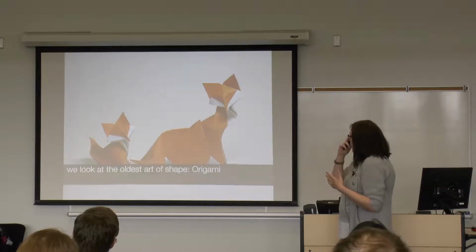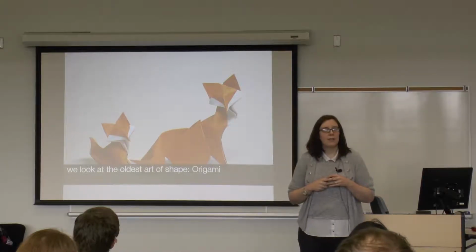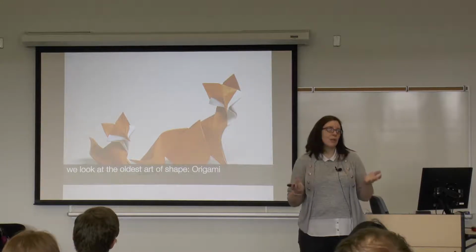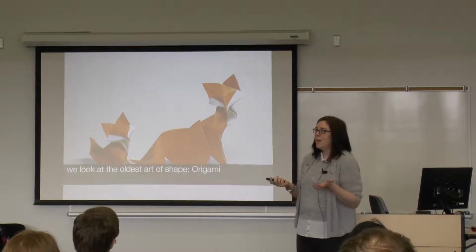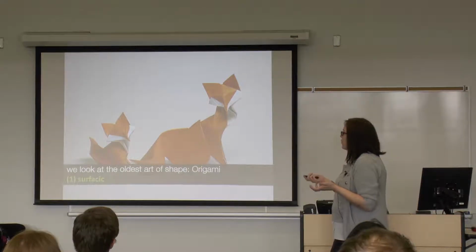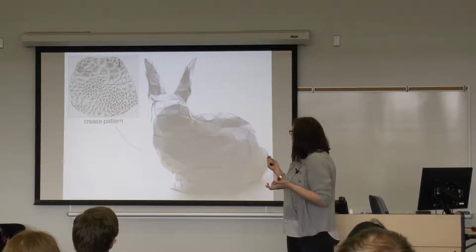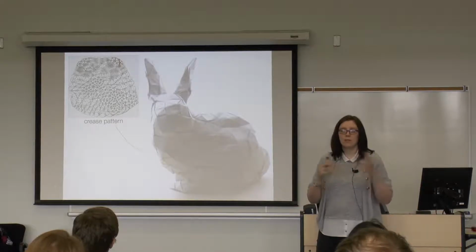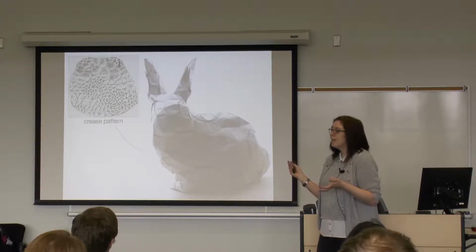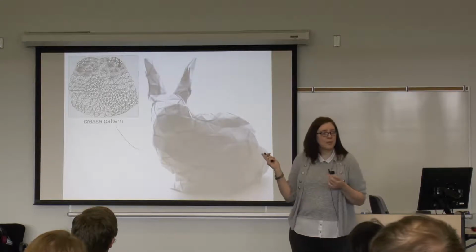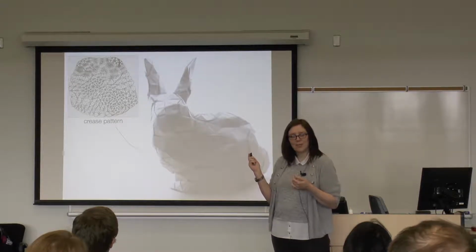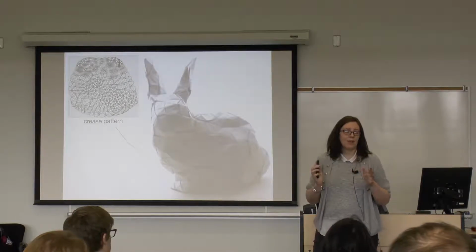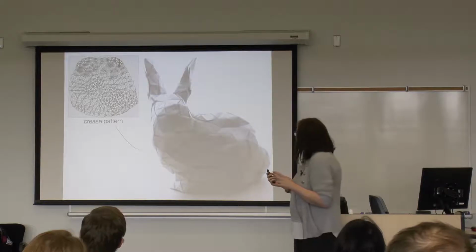A few things that I do in my research is to look at origami. I was talking earlier about that. I love origami because it's essentially the oldest art of shape, and you can do so many things with it. The first type we call surfacing. You have a piece of paper, you have some folding patterns, and you magically appear with a bunny. I don't know how this one was made, but it definitely requires some patience to do properly.